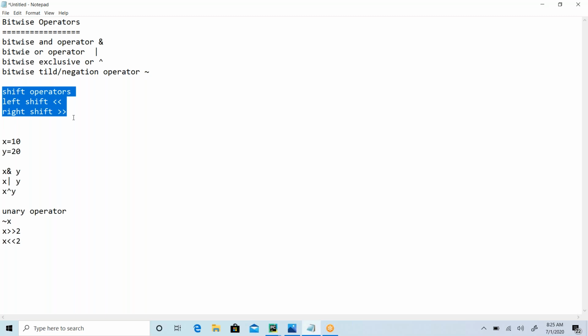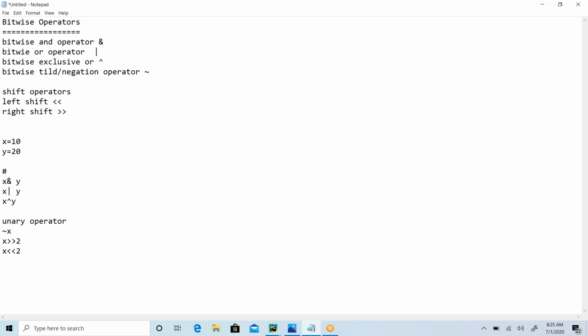We have shift operators, left shift and right shift operators. The tilde operator and shift operators are unary operators, where we apply on a single variable, whereas bitwise and, or, and exclusive or are the binary operators. We need two variables. These are binary operators, right?